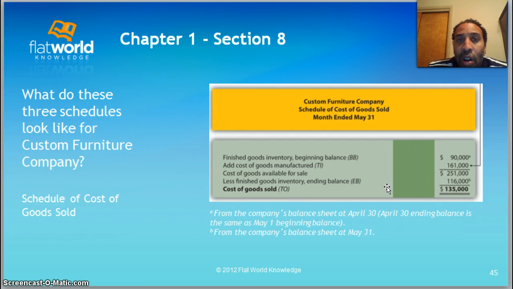Then we have our schedule of cost of goods sold. So finished goods inventory beginning balance is 90,000. You add the cost of goods manufactured, 161,000. Cost of goods available for sale. How much of our goods do we have available for sale? Well, we have $251,000 worth of goods available for sale. Then we less finished goods inventory ending balance, right? So finished goods inventory, we ended up with 116,000. So the difference between these two is how much we sold, right? So the cost of goods sold is $135,000.